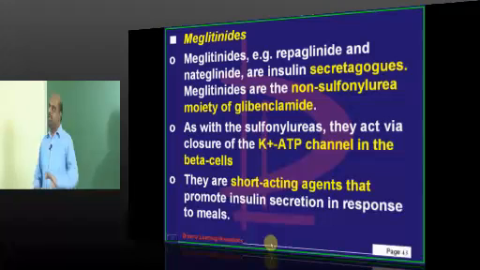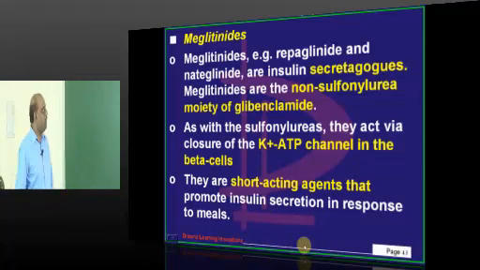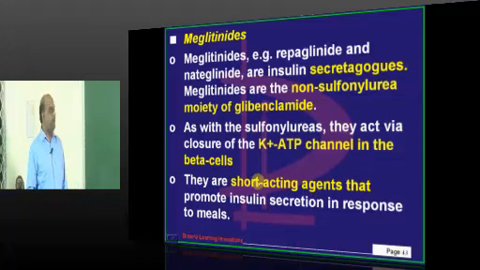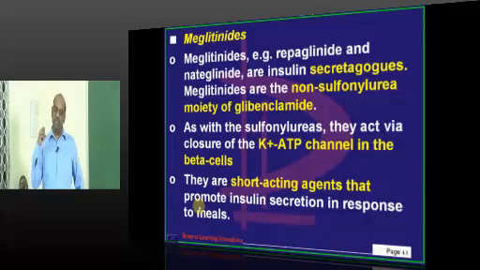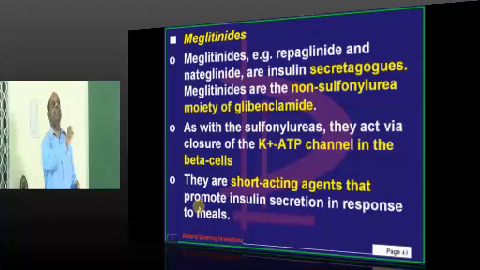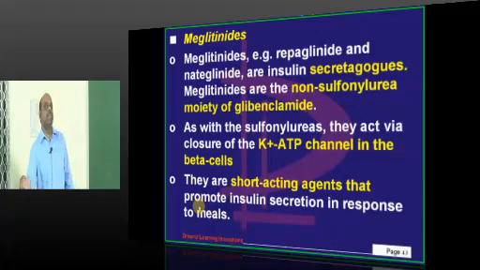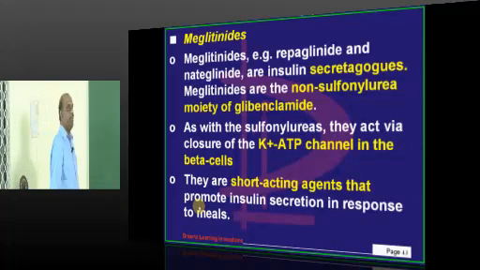So, just like sulfonylureas, how do they act? They go to the potassium ATP channel in the beta cells and they inactivate it and increase the intracellular calcium and lead to degranulation of the vesicles and release the insulin. That's what we discussed now. Same thing is done by the meglitinides also, is what needs to be basically remembered.